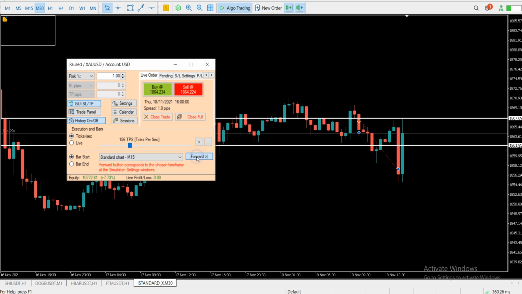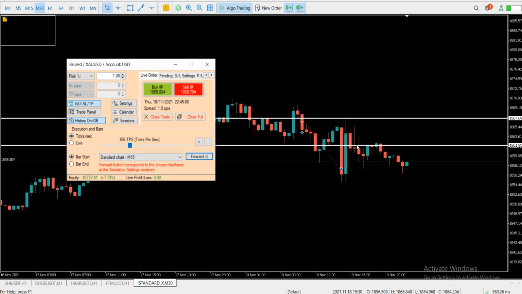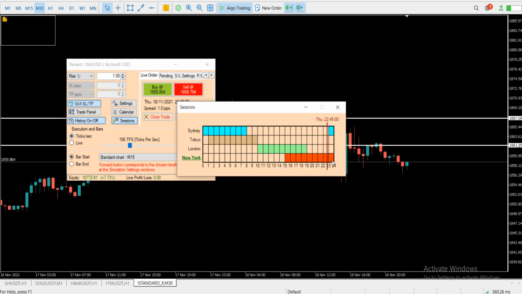Okay, move on to the next day. Now price will just range here because this is the low volume time. You guys can see this is when the Sydney session opens.